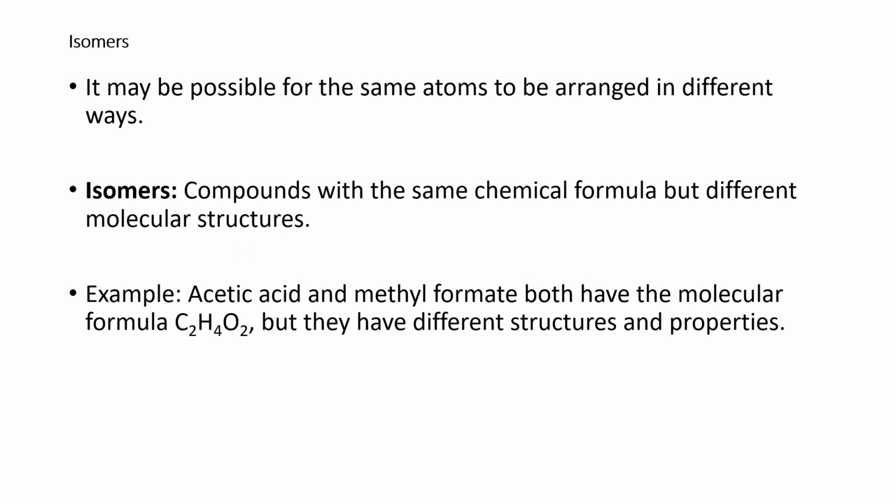It may be possible for the same atoms to be arranged in different ways. Isomers are compounds with the same chemical formula but different molecular structures. Iso, again, means similar. So isomer means that they're similar because they have the same chemical formula, but they're not exactly the same because they have different molecular structures. So for example, acetic acid and methyl formate both have the molecular formula C2H4O2, but they have different structures and properties.